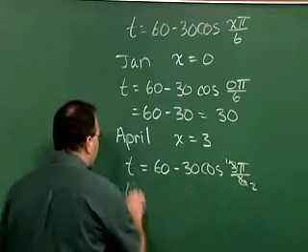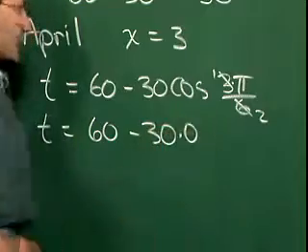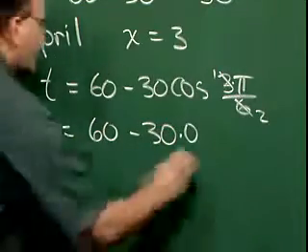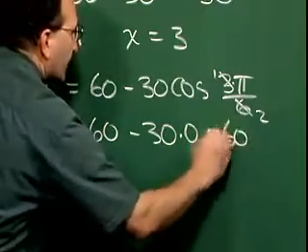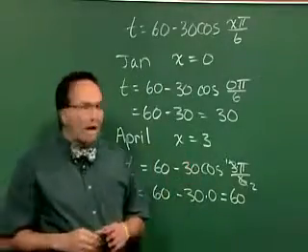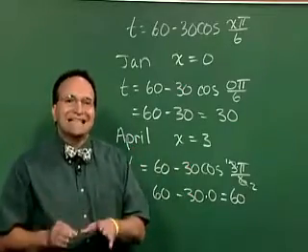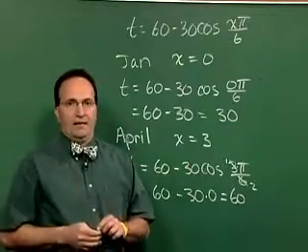So therefore, T is equal to 60 minus 30 times 0, which is equal to 60. And what does that mean then? It means that the maximum temperature for the month of April would be 60 degrees Fahrenheit.